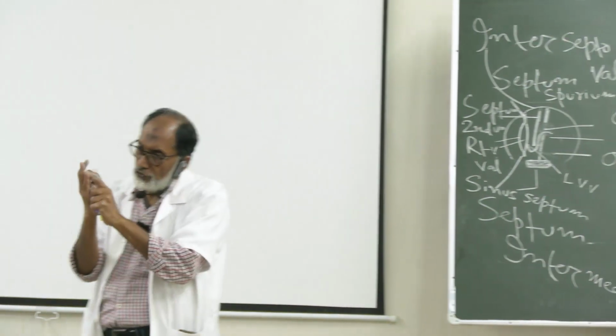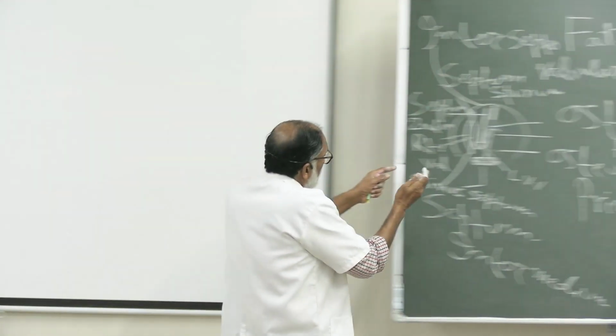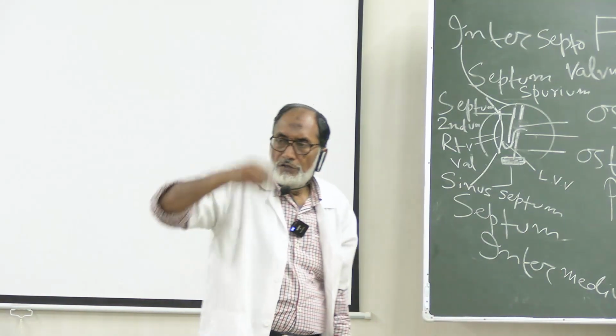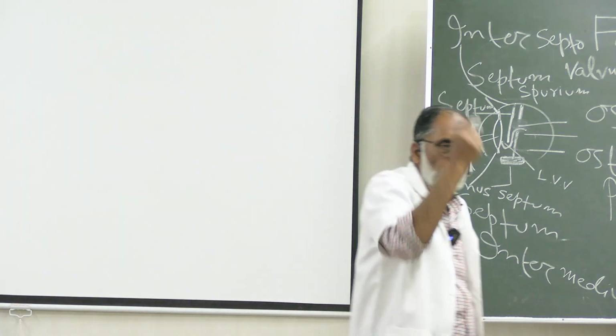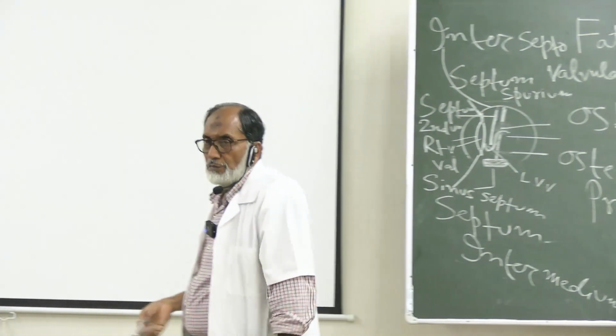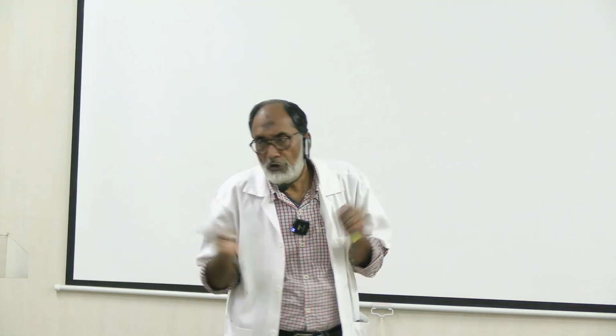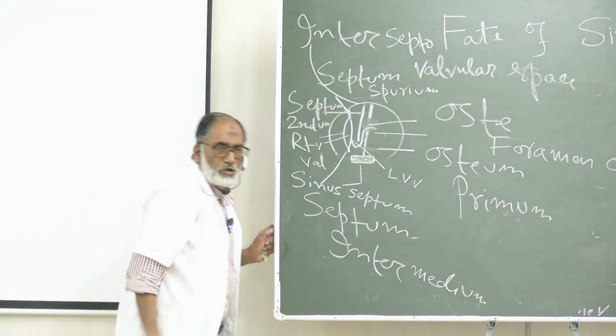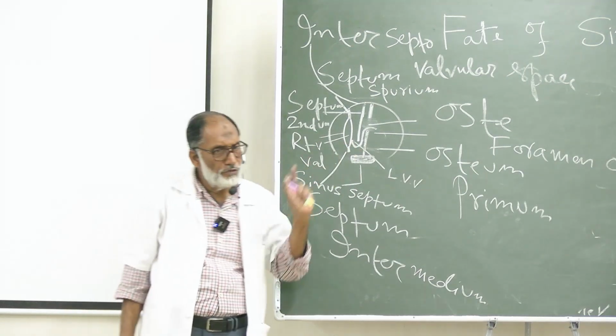In this way, it will be closed. Sometimes, in 20 to 25% of cases, it is not completely closed, but there is some patency. If you introduce a probe, the probe will go inside. That is called probe patency. But functionally, it will not hamper the function of the heart, because of the pressure, it will close this side. So there will be no mixing of blood from right to left. Right.